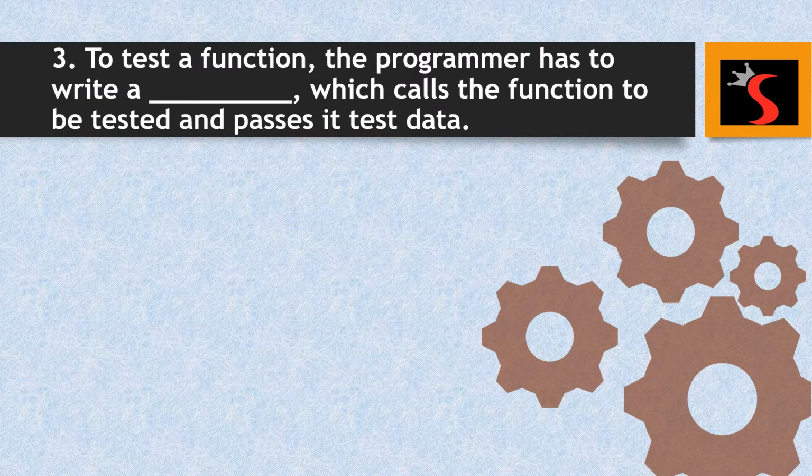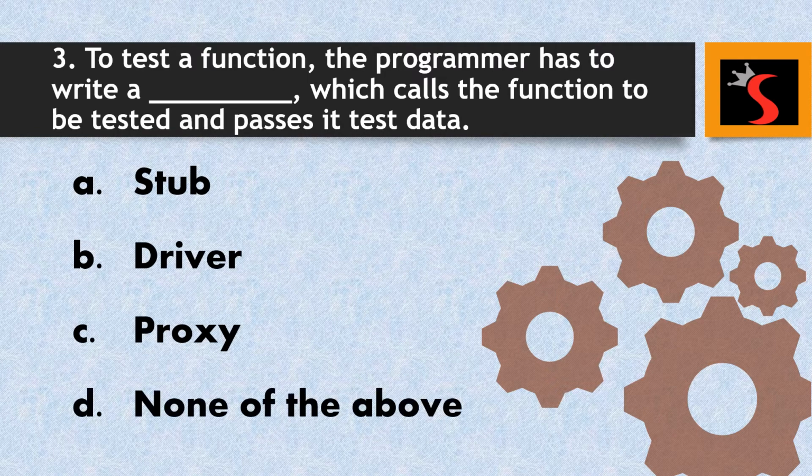To test a function, the programmer has to write a blank, which calls the function to be tested and passes it test data. A. Stub. B. Driver. C. Proxy. Or D. None of the above. And the right answer is option B.